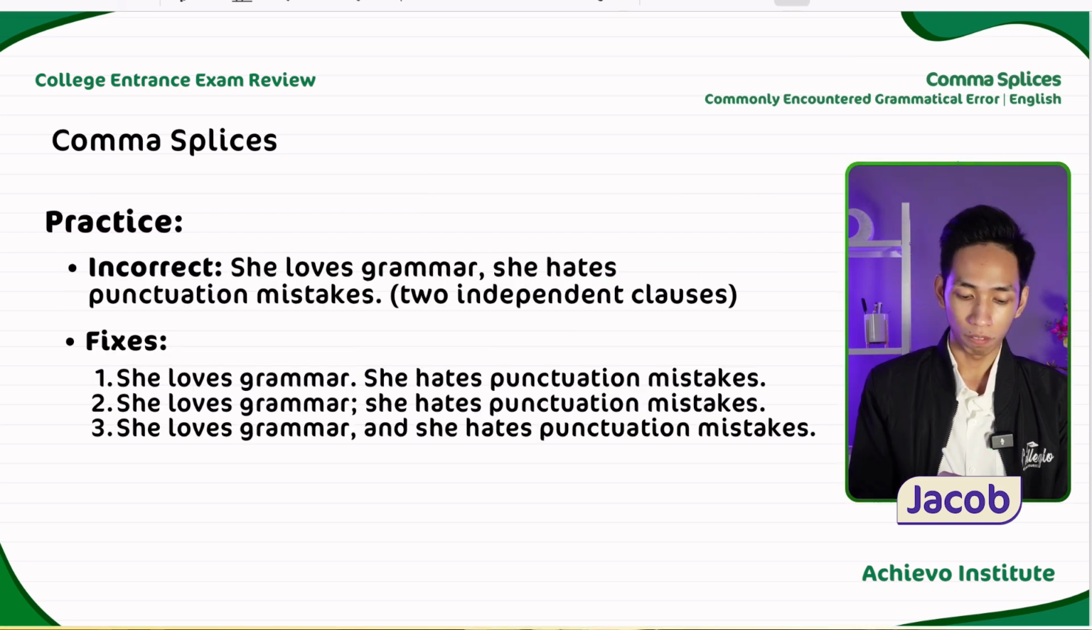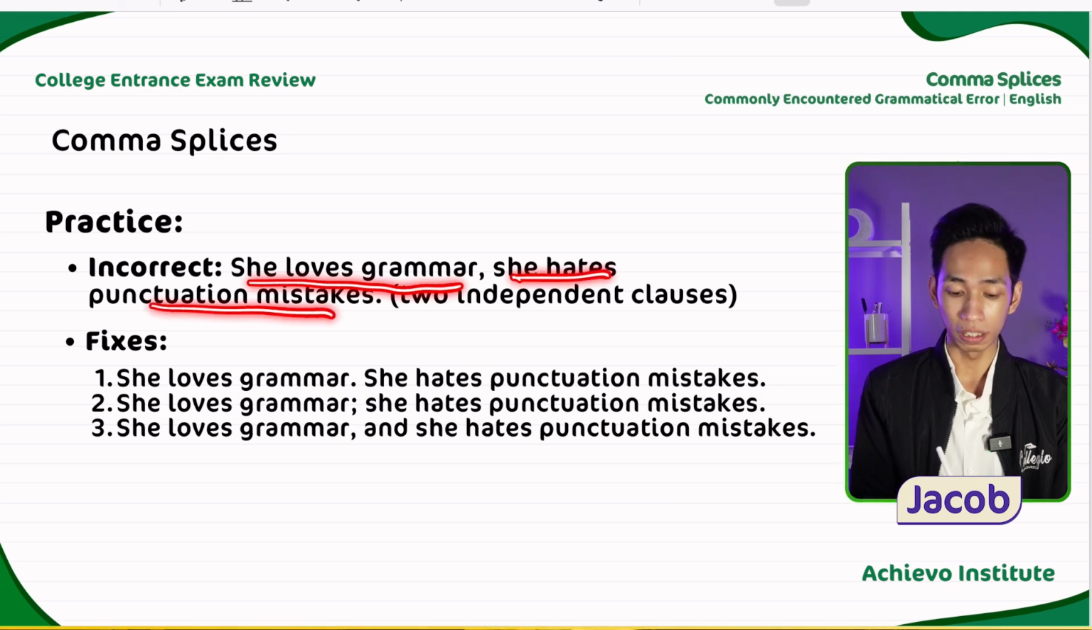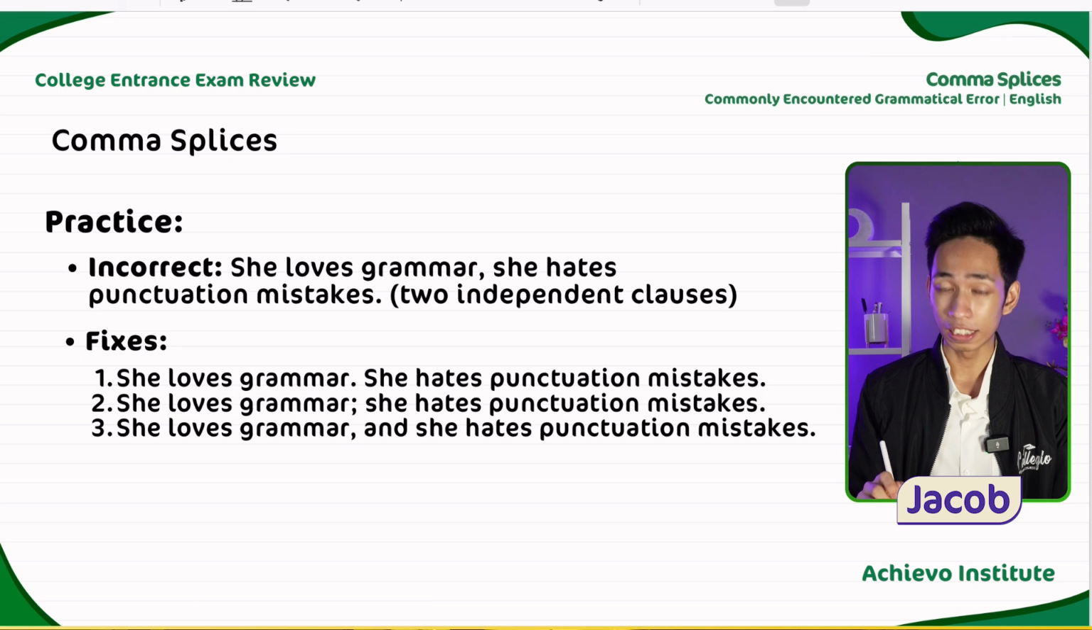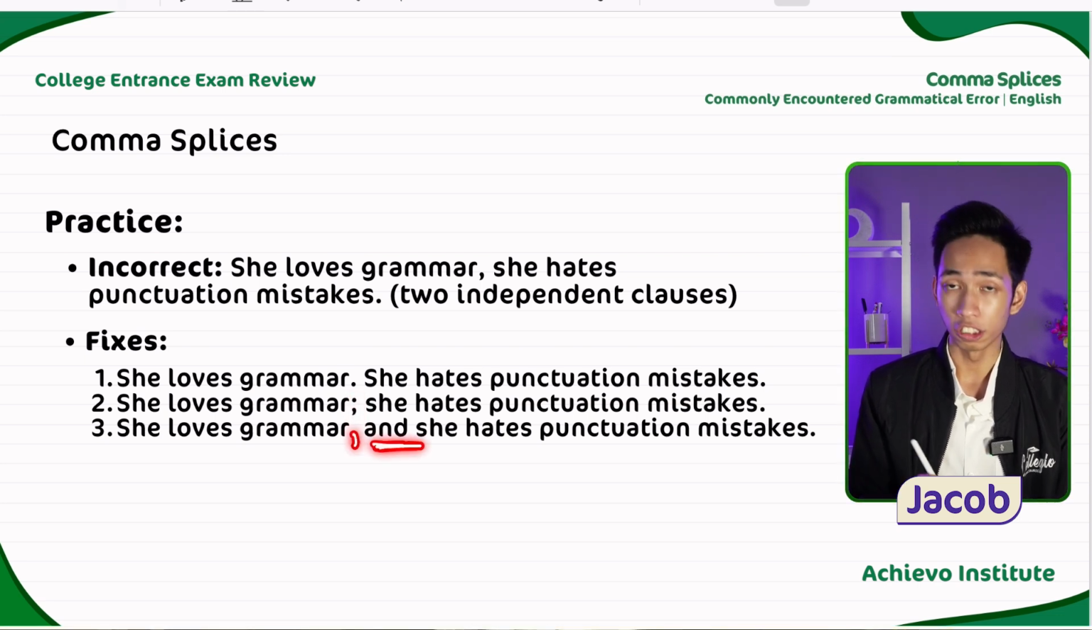For example, we have this incorrect sentence. She loves grammar, she hates punctuation mistakes. And it uses a comma. This is wrong. This is what we can do. We can use a period instead to separate the two independent clauses. Or we can use a semicolon. We can also use a conjunction, for example, and.